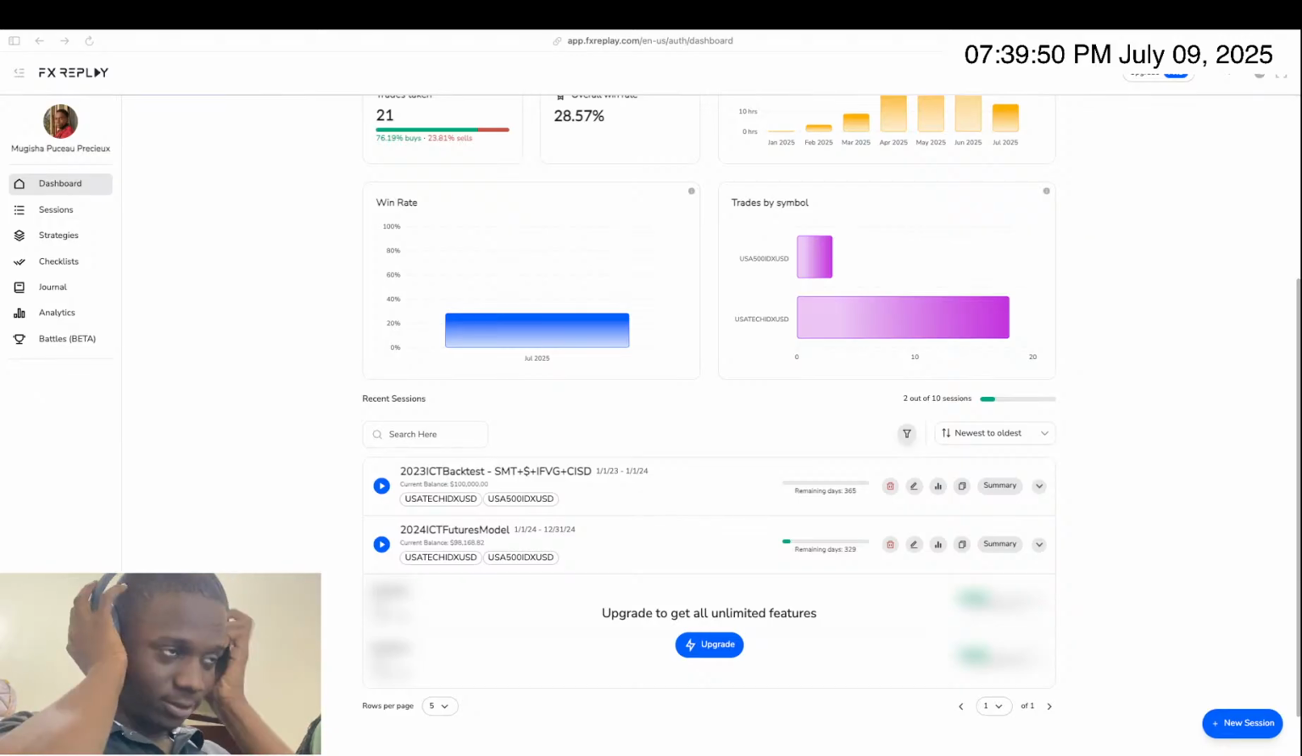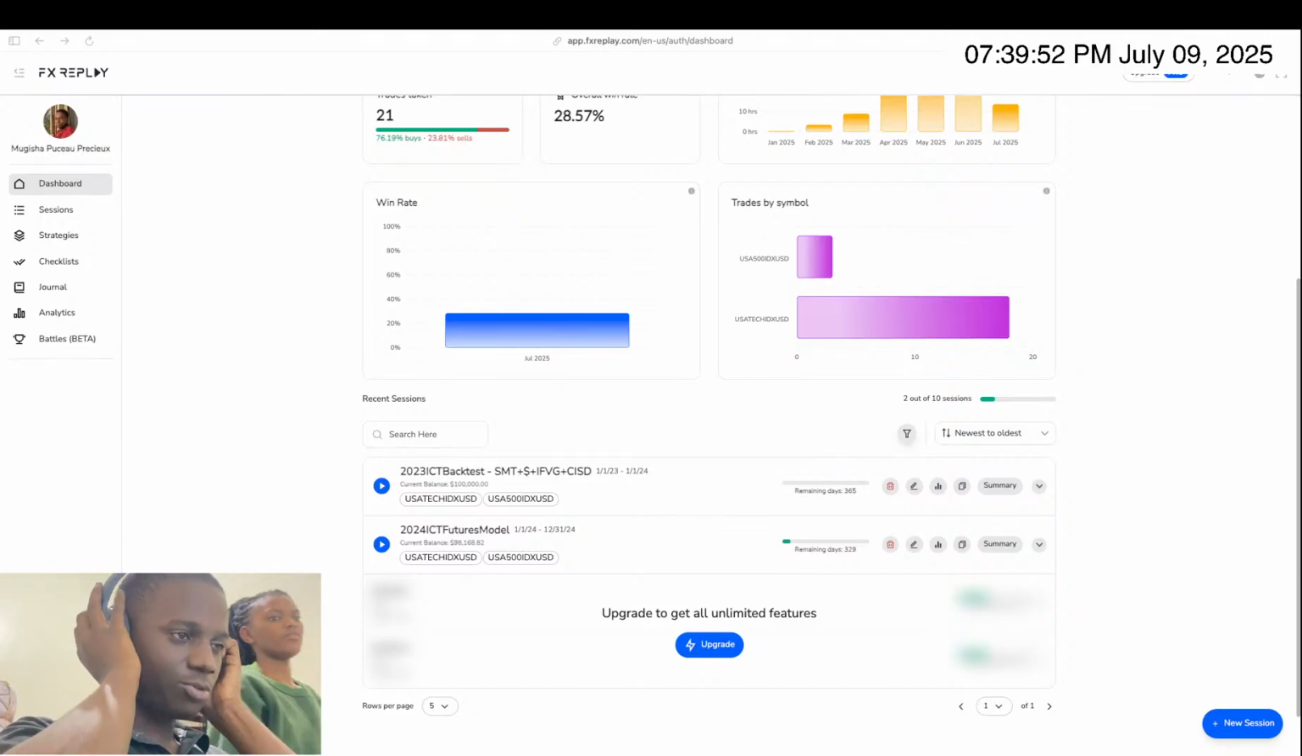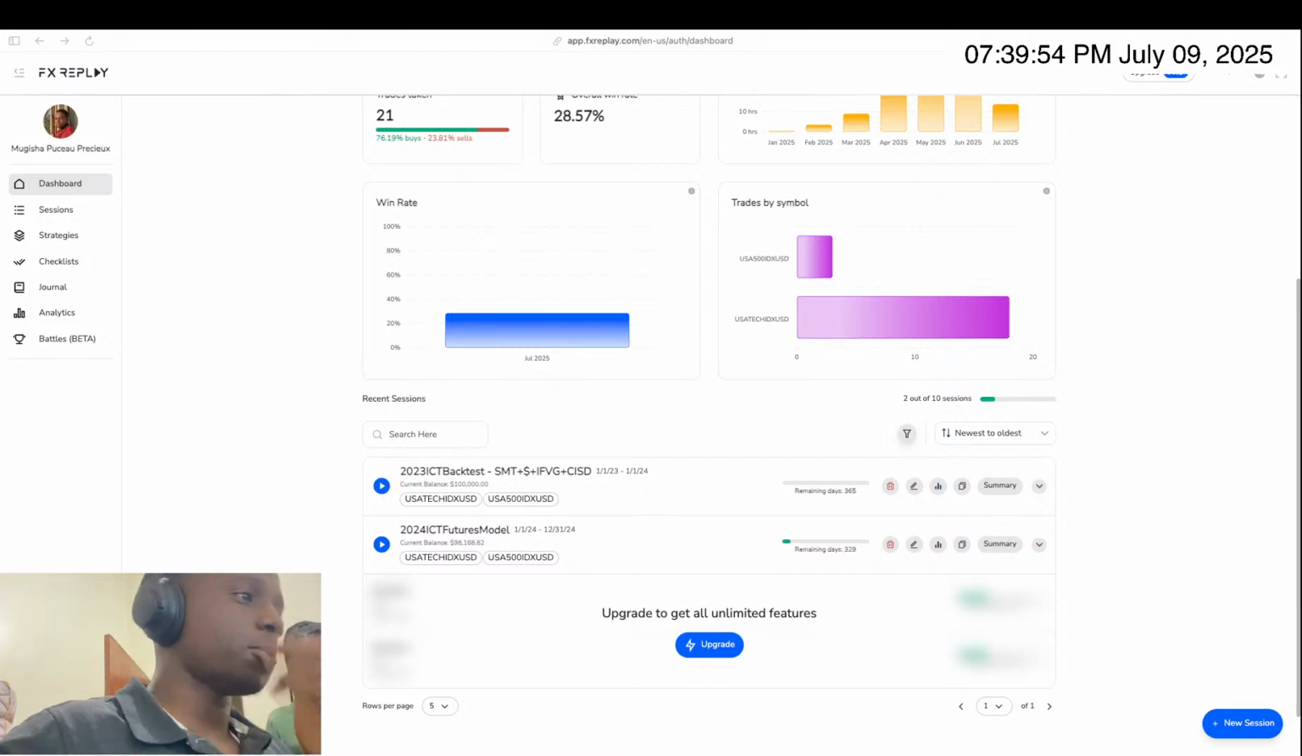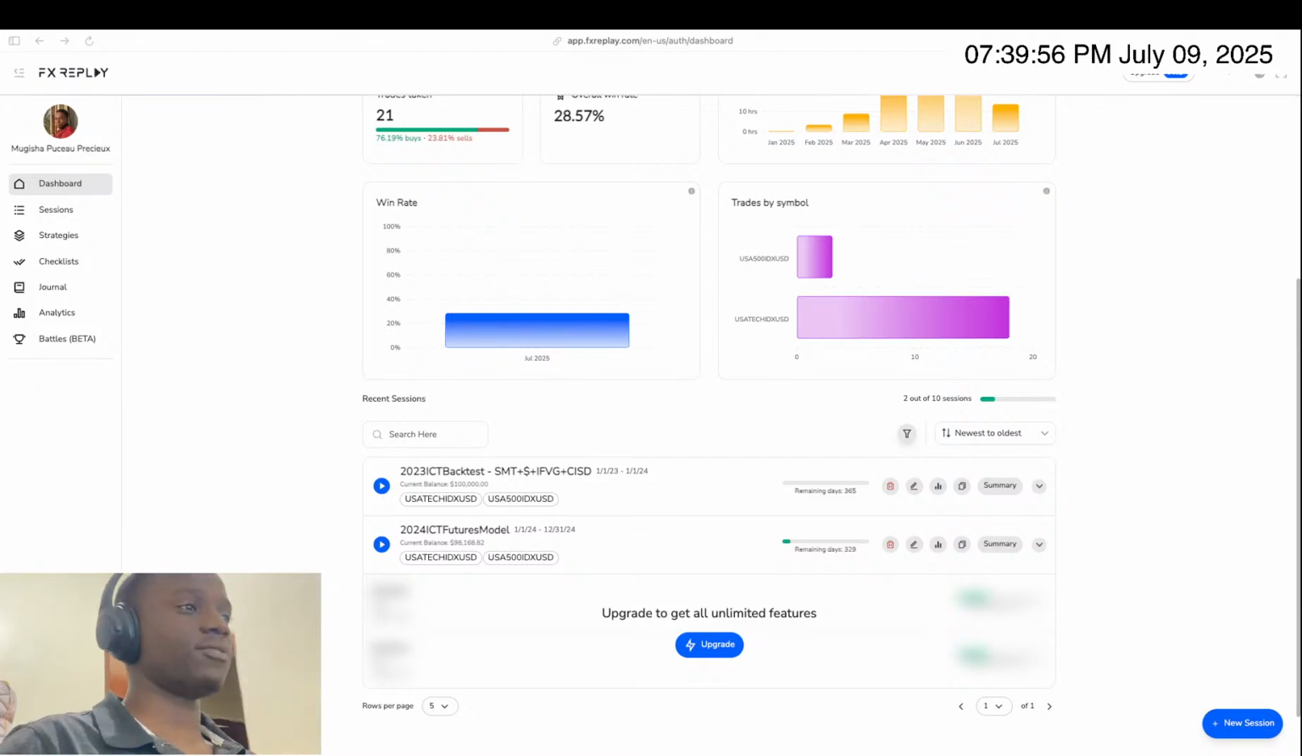Opening credits. Okay. Mic test 3, 2, 1. Alright, so day 76. Backtesting until I'm profitable. 9th July 2025. So we'll be doing the 2024 ICD futures model. Let's get right to the point.